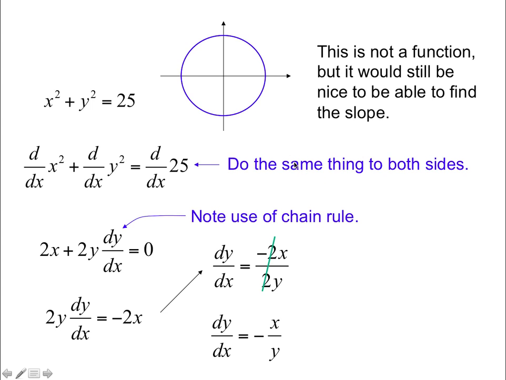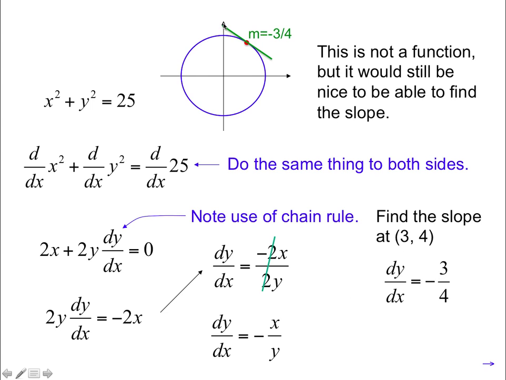So specifically, let's talk about the point (3, 4). Over 3, up 4, that makes a 3-4-5 right triangle. I want to know what the slope of the line tangent to the circle at that point is. So I'm going to put 3 in for x and 4 in for y. And our slope is negative 3/4. So the slope of this tangent line is negative 3/4.